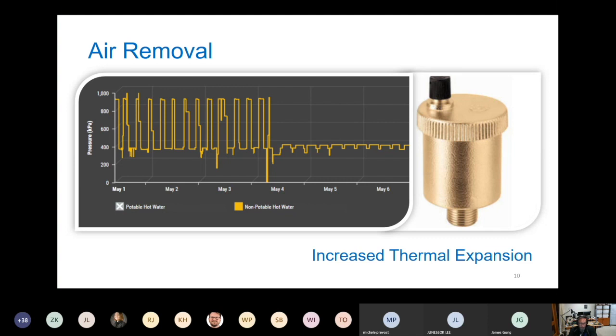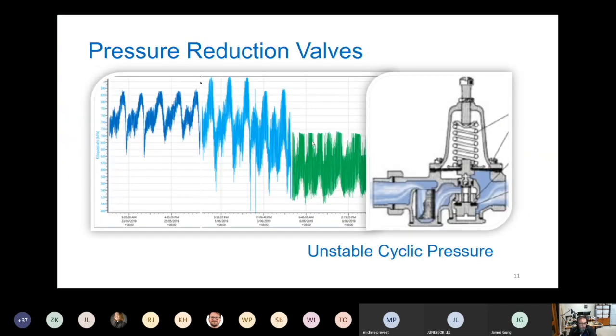Air removal. Air is a major problem within our piping systems, but when we take it out, it also creates issues. I removed all the air from this building's hot water system, only to discover every time the electric element turned on and heated the water 5 degrees C, we ended up with a 500 kPa rise in pressure. So on May the 4th, we installed a hot water expansion tank. So I fixed one problem, I created another.